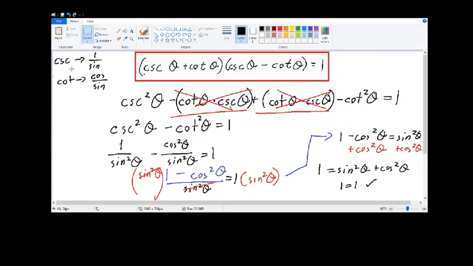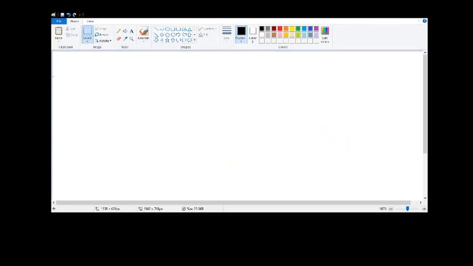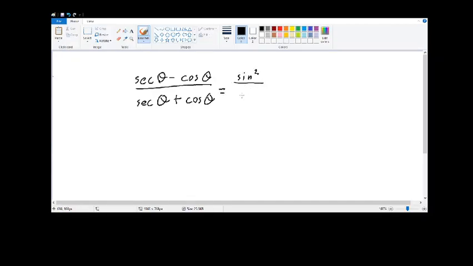Now, our final example is one that's a little bit larger, which is why it ended up with its own page on the slides. And so there might be a little bit to write through, but we're still going to go through it. In this case, we have a secant minus a cosine over a secant plus a cosine. And that is equal to sine squared over 1 plus cosine squared.